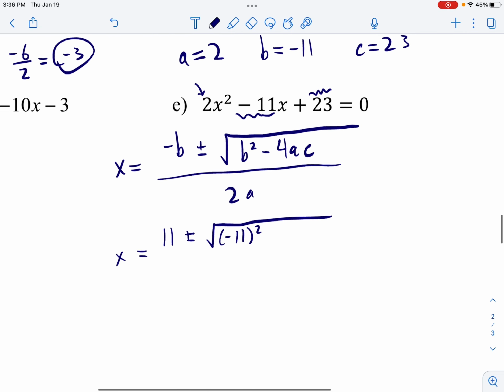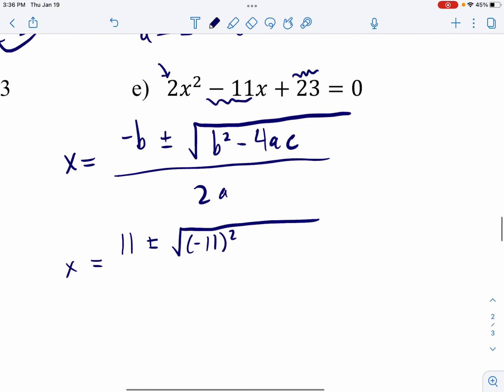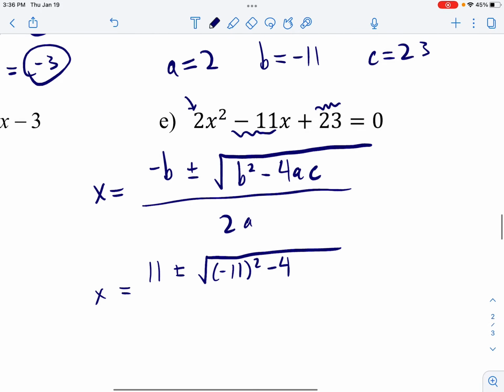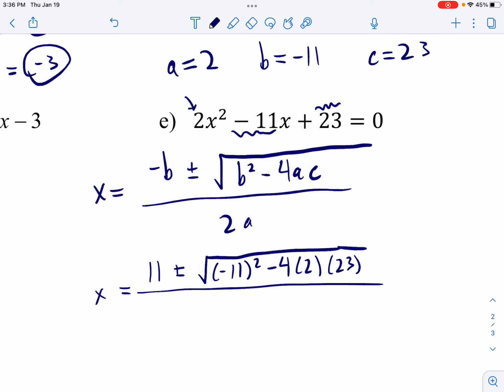Okay, so it's going to be opposite of B plus or minus B squared. Notice when you do B squared right here and plug in negative 11, that negative has to be inside parentheses. This is going to be really important when you put it in your calculator. Let me finish writing this out, then I'll show you. So B squared minus 4 times A times my C, all over 2 times my A, which is 2.